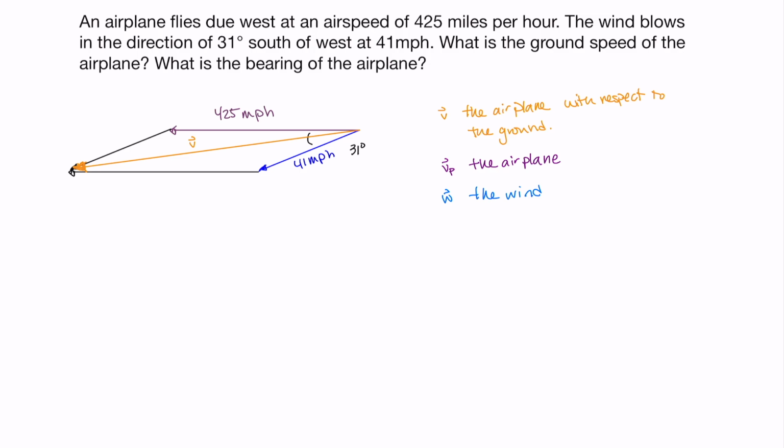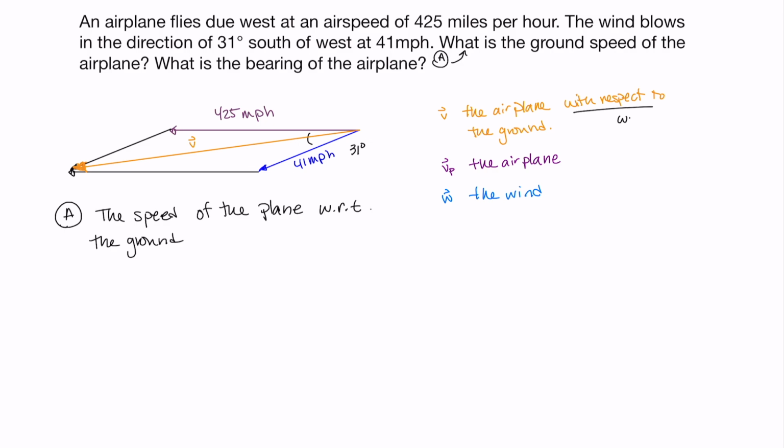So how do we figure out the ground speed? So let's label this part A. Well, the ground speed of the plane, so the speed of the plane with respect to the ground, and I should double check that no one misses this, this is with respect to the ground, is the magnitude of the V vector. So V can be found with vector addition by summing V sub P and W.